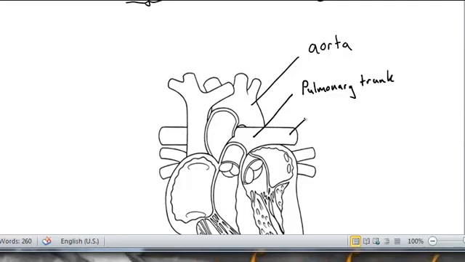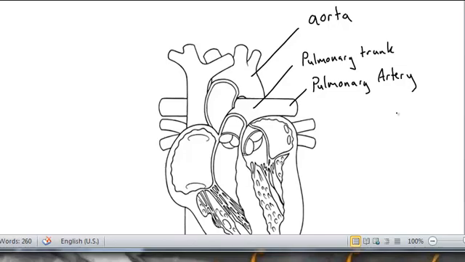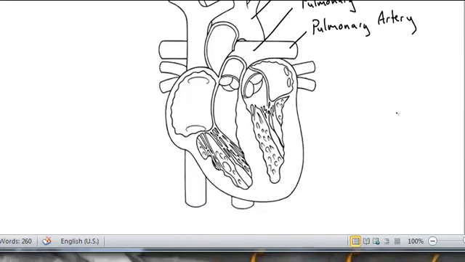Which branches into a right and left pulmonary artery. Again, not going to repeat what their functions are. But now we're going to look more at the internal features. Again, we talked about these two. They're bringing blood back to the heart from the lungs, so those are pulmonary veins. But this here, internal structure, is the left atrium.